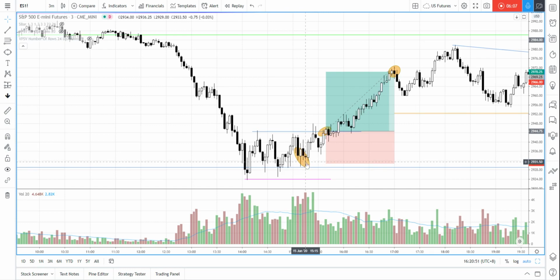Subsequently, you can see we have an attempt to break out with an increase in volume as well. But this breakout actually failed. But the failure didn't really come with an increase in supply.